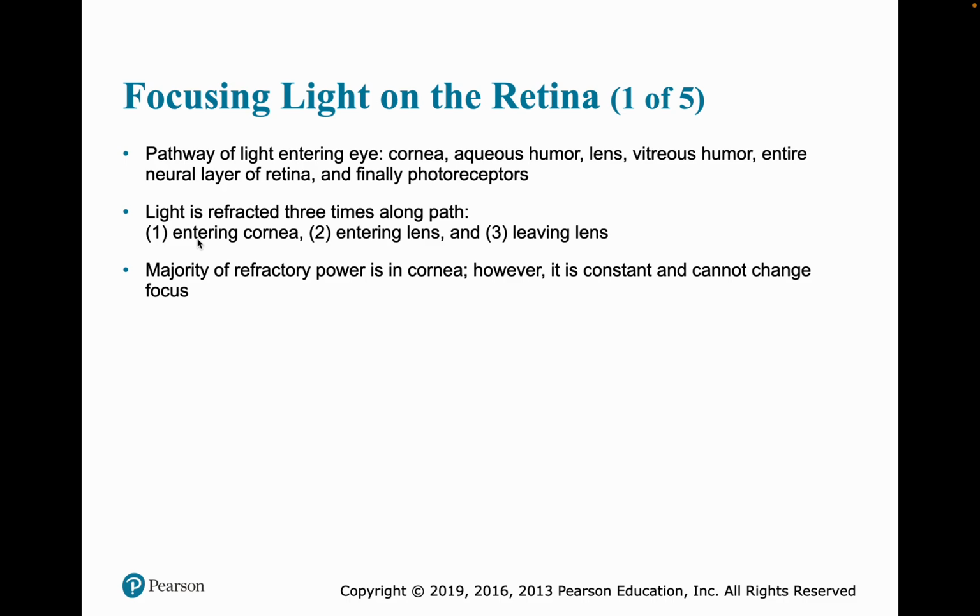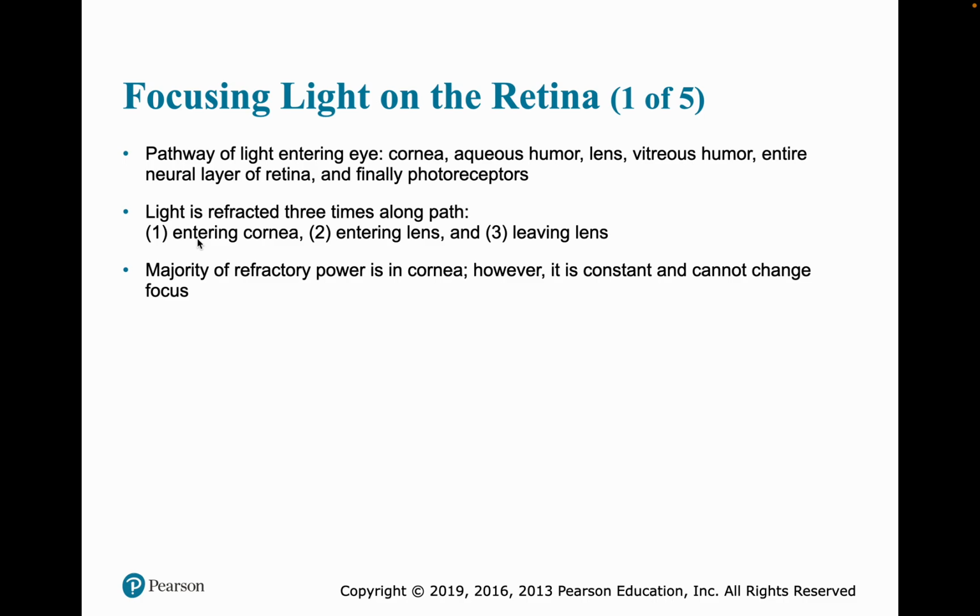The pathway of light entering the eye: it has to pass through the aqueous humor, the lens, the vitreous humor, the entire neural layer of the retina, and then it makes it to the photoreceptors. And there are three places along the way where light is refracted: when it goes into the cornea, entering the lens, and leaving the lens.